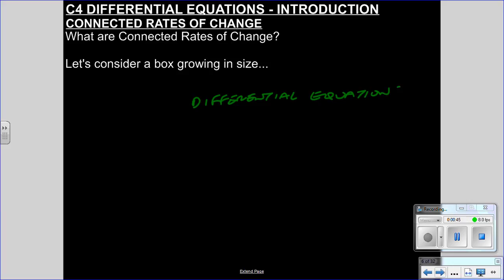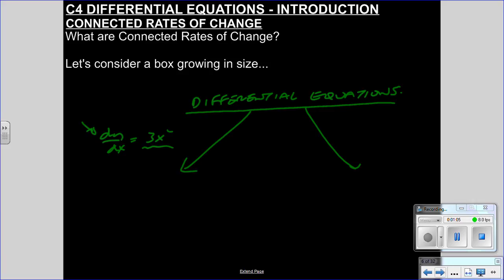Well, a differential equation is essentially, if you see dy by dx equals 3x squared, this is a differential equation because it's an equation involving the differential of a function. Do you see? So differential equations is going to come in two guises. The first is going to be when you have dy by dx equals 3x squared, right? So you're given the gradient, the differential function, and the question is, what was the original curve?